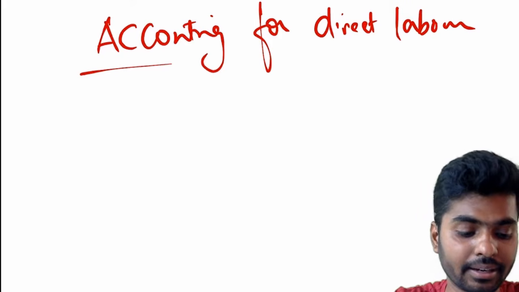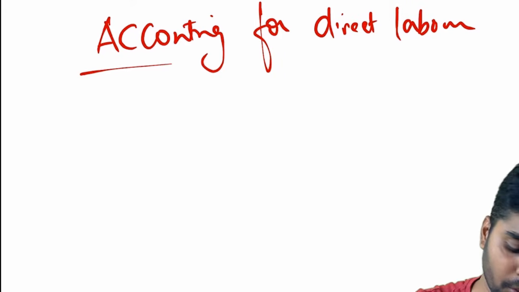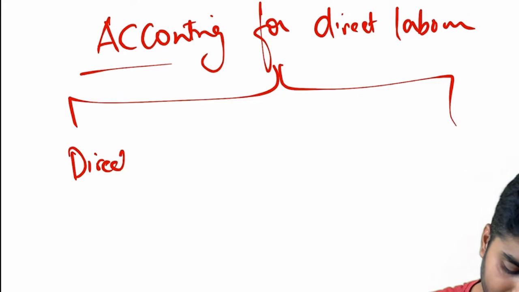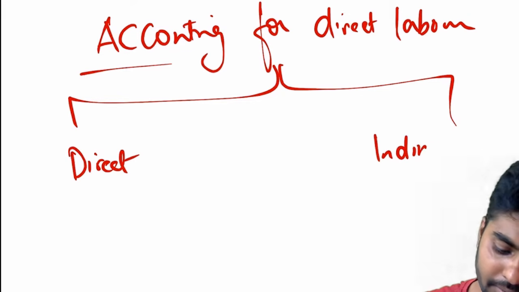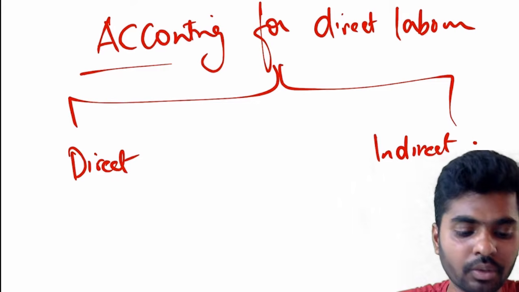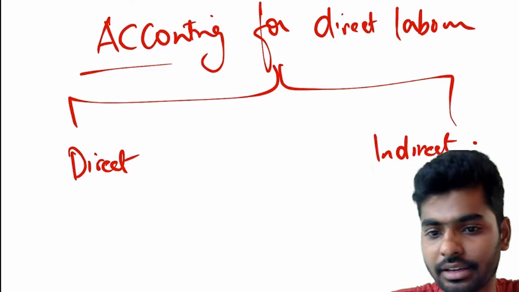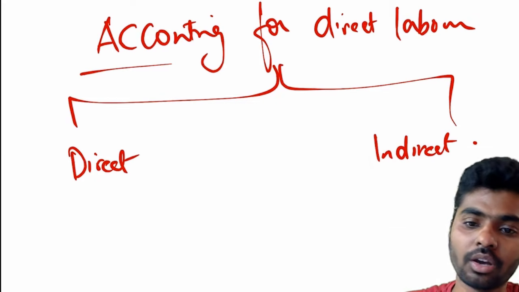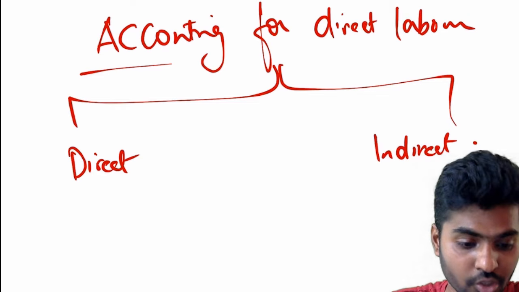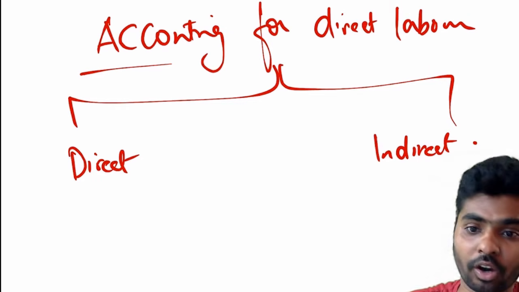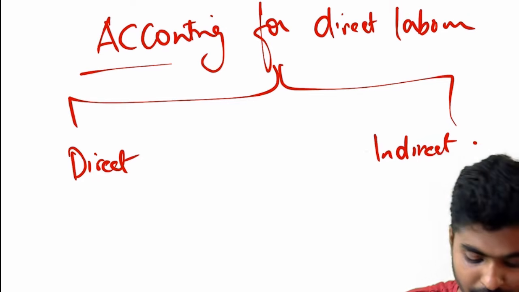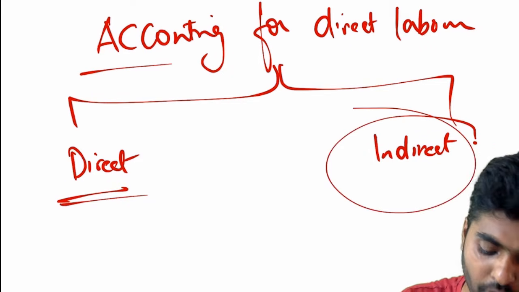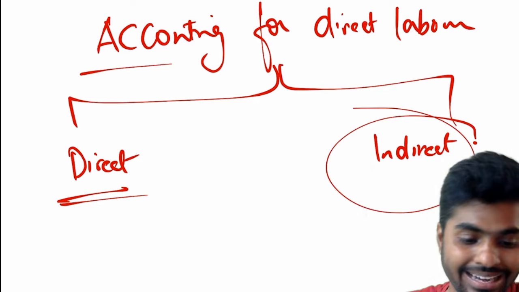Accounting for direct labor. First thing I told you, when I say labor, there are two kinds of it. One is direct, another one is indirect. Direct expenses, direct labor or direct material is something which is directly involved with producing a product. So everything that I pay for an employee towards production becomes a direct cost. Anything that I pay to an employee who is part of a support function becomes my indirect cost.